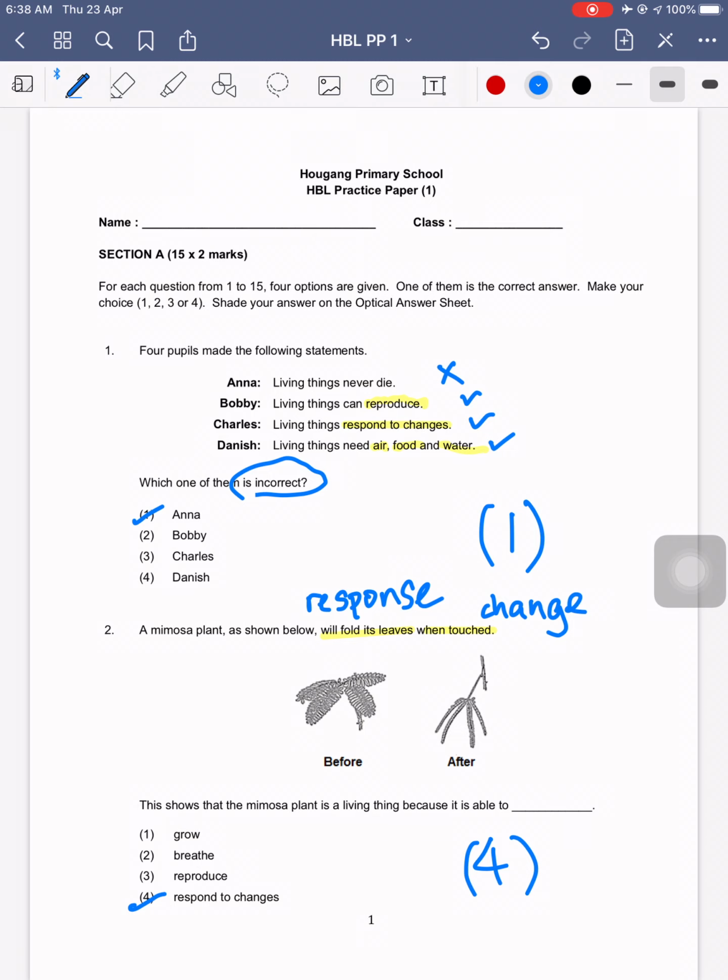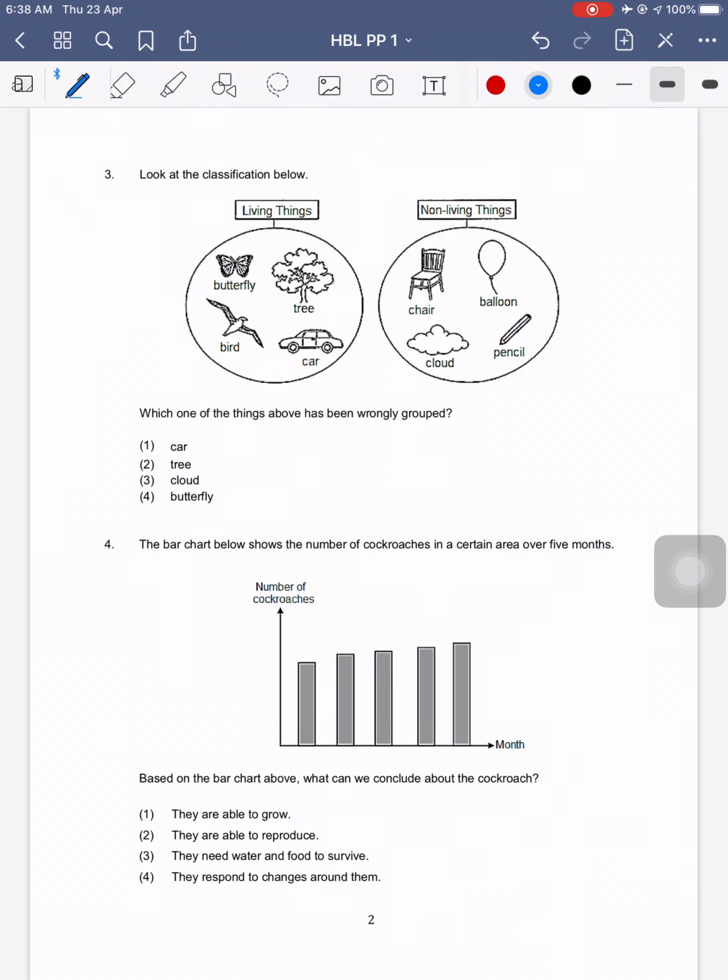Okay, question number 3. Look at the classification below. Which of the following has been wrongly grouped? So we look at this living things subtitle. Butterfly is a living thing. Tree and bird are also living things. Car is not a living thing. Now for non-living things here, chair, balloon, cloud, and pencil are all non-living things. So the one that is wrongly grouped will be the car.